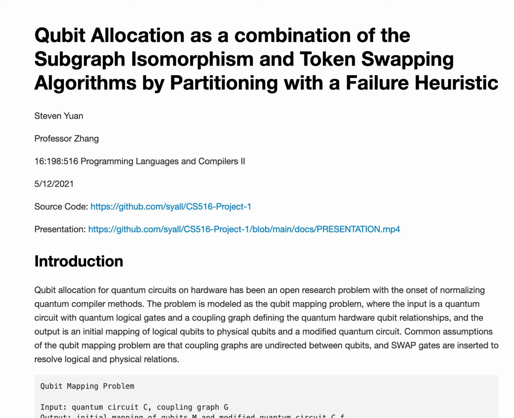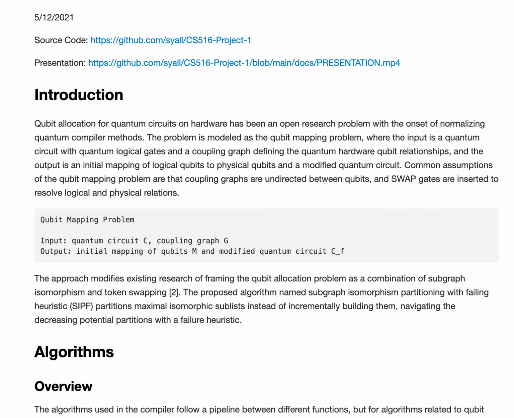And today I'm going to be presenting my project, Qubit Allocation as a combination of the Subgraph Isomorphism and token swapping algorithms by partitioning with a failure heuristic. So first, as an introduction, the Qubit Allocation problem is for quantum circuits on actual quantum architecture.